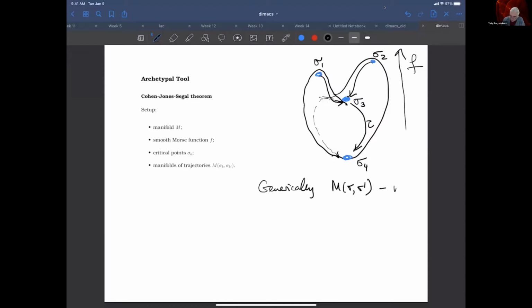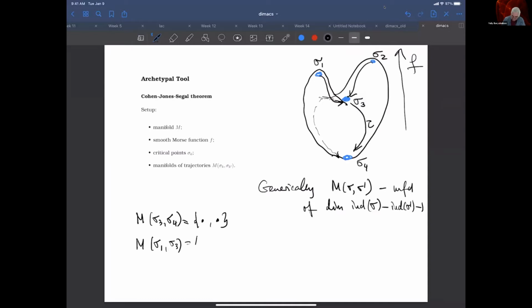It's a manifold of dimension equal to the index of the bigger point minus the index of the smaller point, minus 1, because you factor out by the flow along those trajectories. So for example, the manifold going from sigma 3 to sigma 4 consists of 2 points, right? And the manifold going from sigma 1 to sigma 3 consists of 1 point, this one trajectory going here, right? So this is the trajectory.